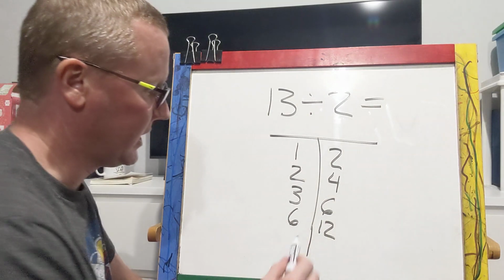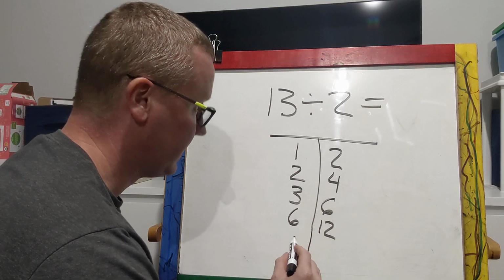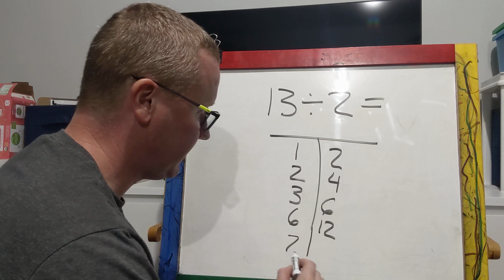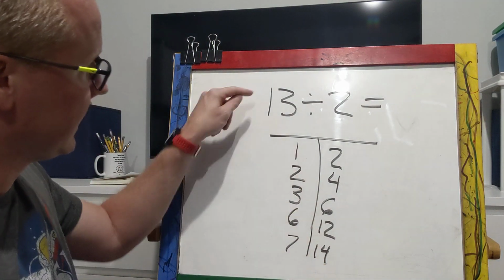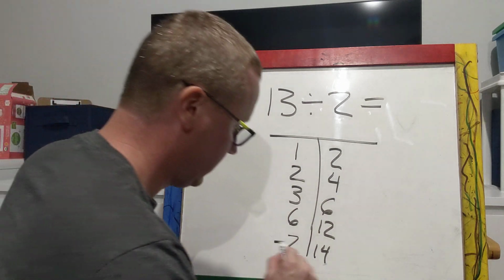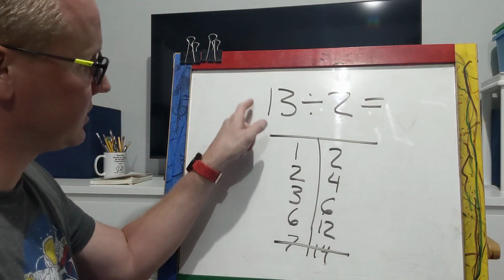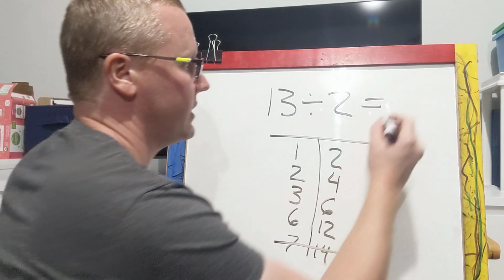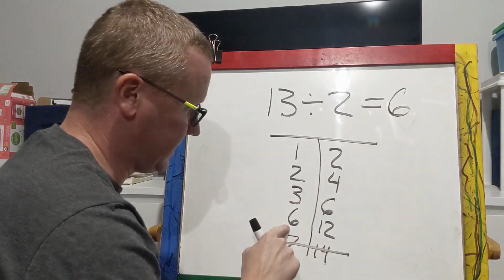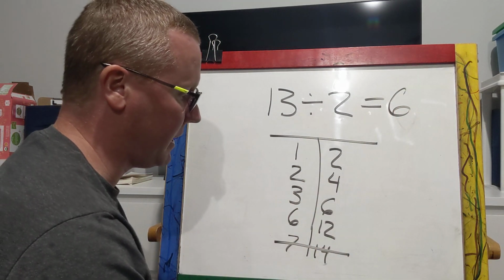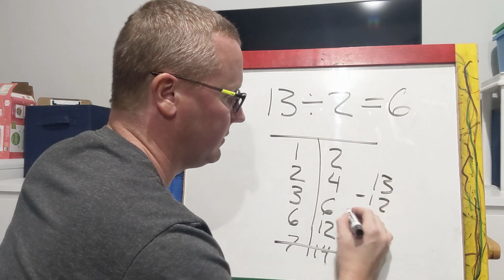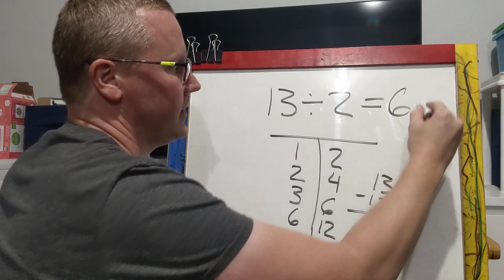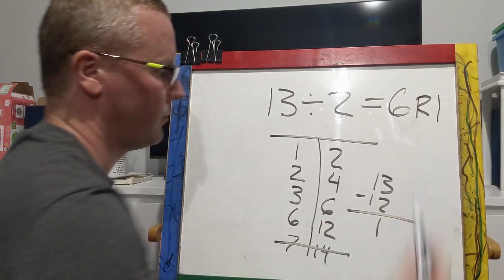Let's just look to see here. If it goes in 7 times, I have 14. 14 is too high, so we cross that out. So we know it goes in there 6 times. And then to find the remainder, we just do 13 minus 12, and we get 1. Remainder, big R, 1.